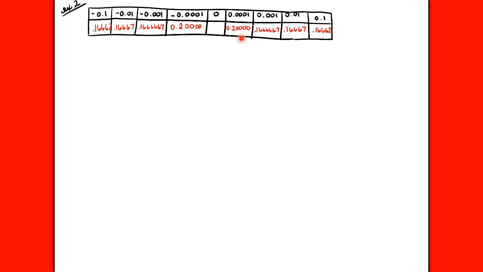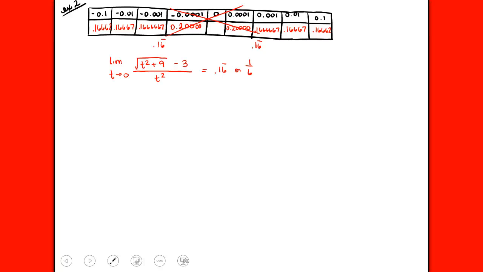If I only looked at those innermost values and I didn't look at the whole table, I would be tempted to say that my limit was 0.2. And if I went even further and I used an even smaller number, like some people like to just use one really, really small number and use that as an indicator of their limit, if I did that, I would say this limit is 0, and that's definitely not the case.